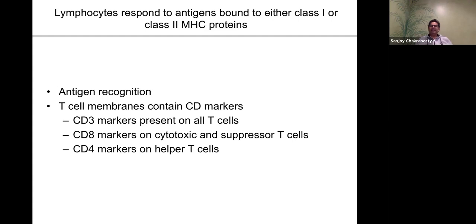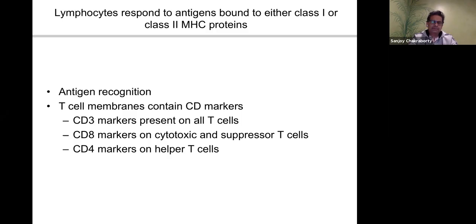These are like antennas on the cop cars. There are different types of antennas. Some antennas find this kind, some find the other kind. The same thing here: we have different types of markers. Which ones you have to remember is this: CD8 is on the cytotoxic and suppressor T cells. We are interested in the cytotoxic ones here. And CD4 is on the helper T cells.